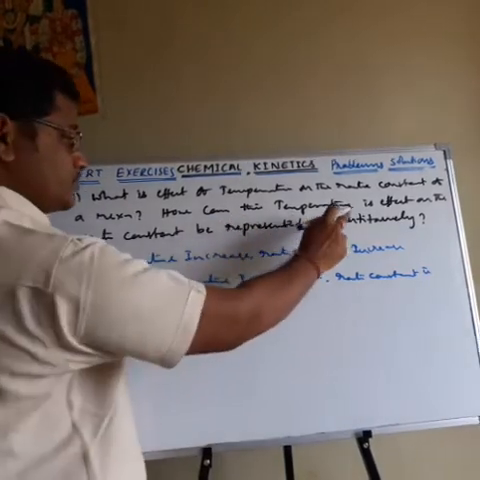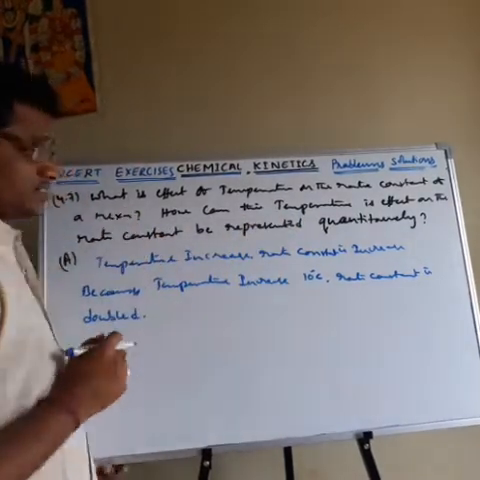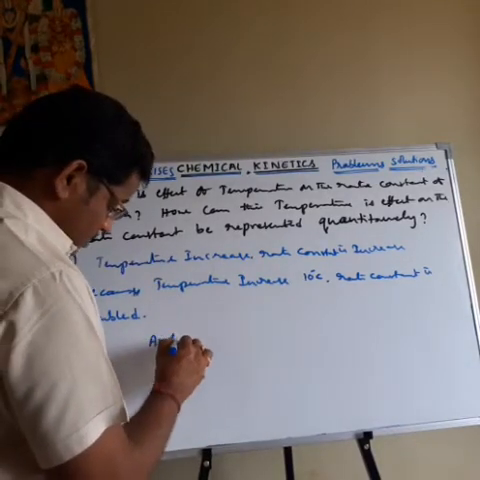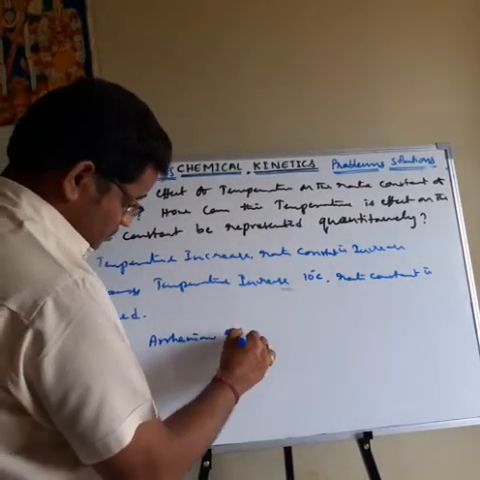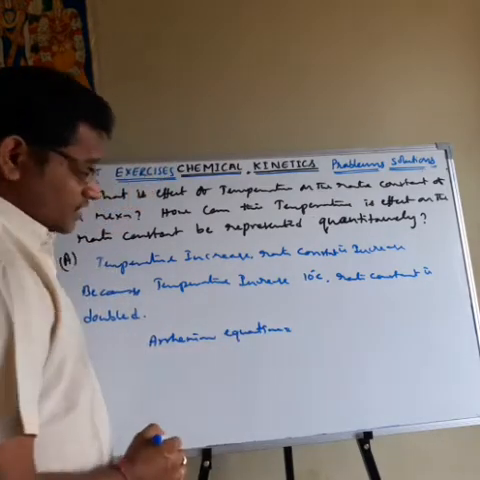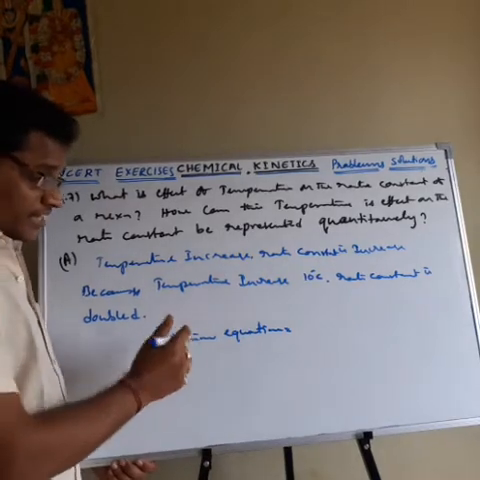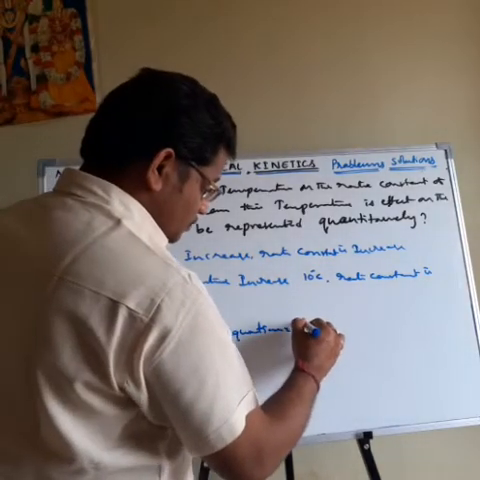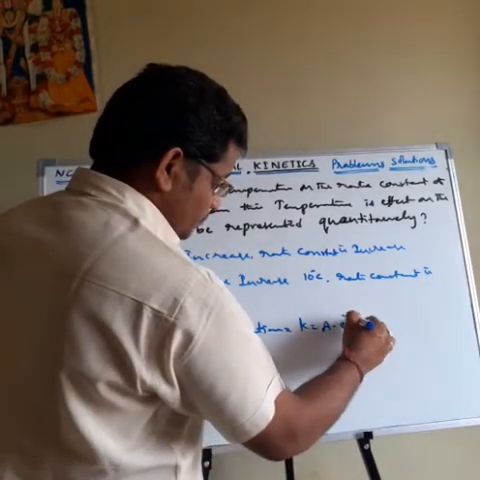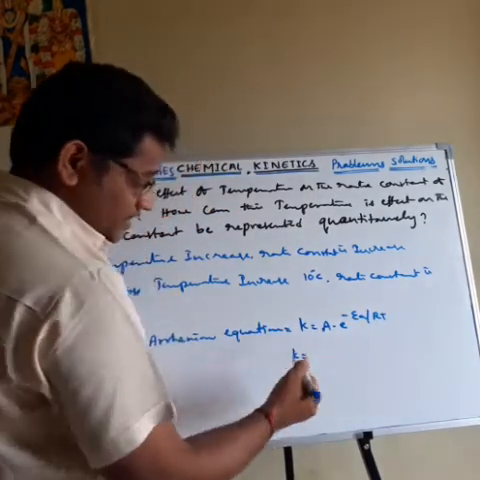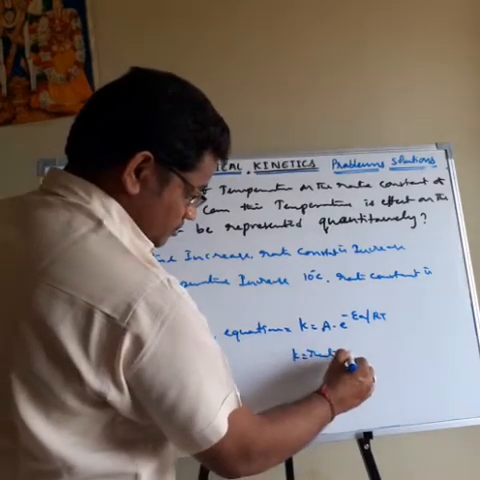Then next, the effect of temperature on the rate constant is quantitatively represented by the Arrhenius equation: k is equal to A into e power minus Ea by RT. Here, what is k? k is the rate constant.